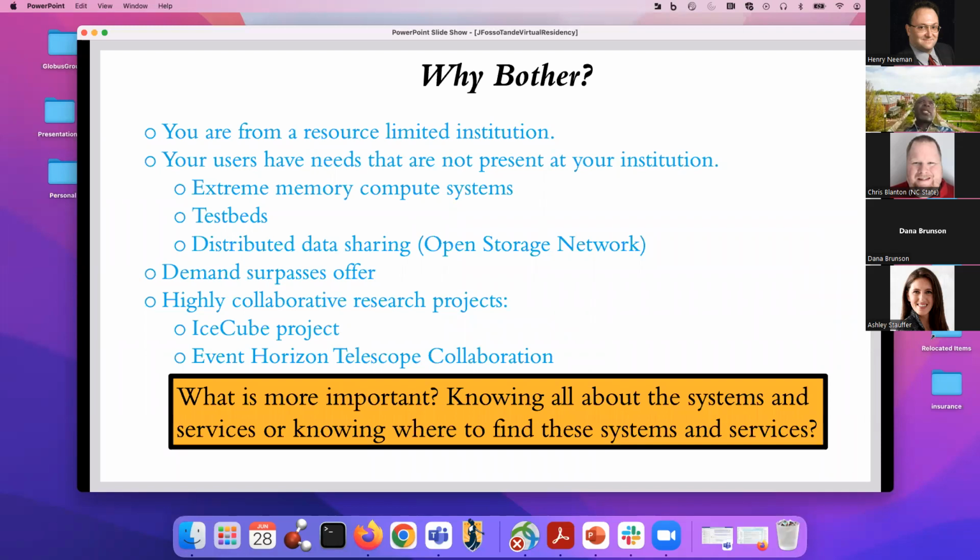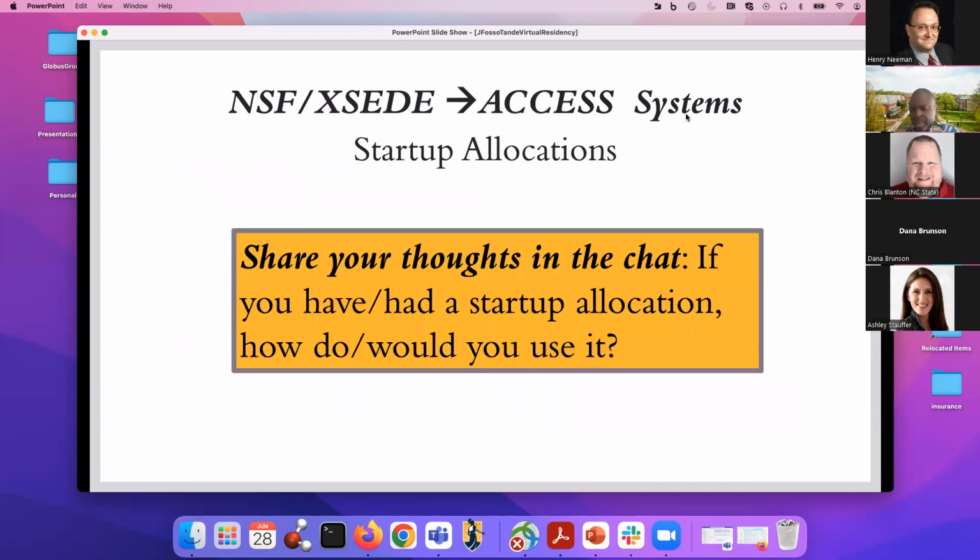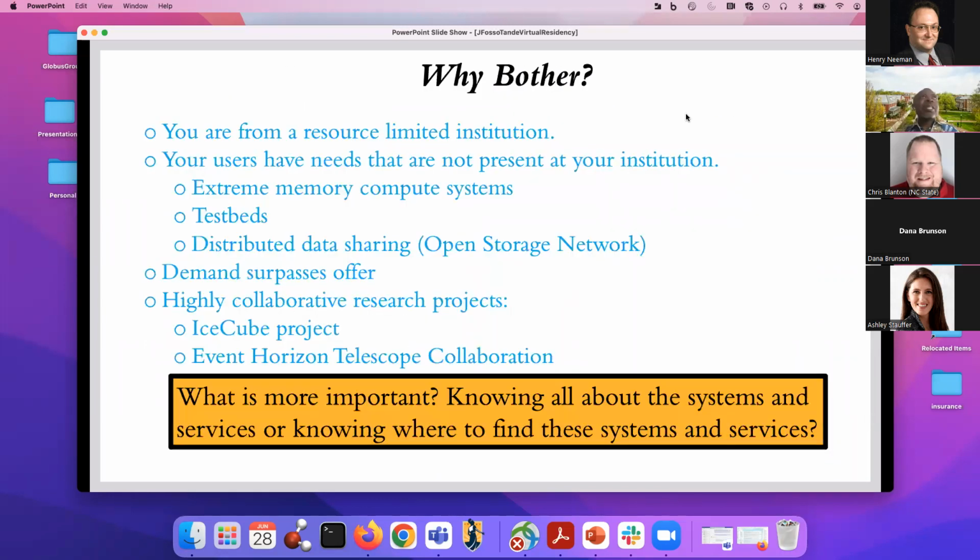So the question that comes to mind is why even bother? See the number of questions there, chat in the box. Okay, yeah. So why even bother about the infrastructures? You should bother if you are from a resource-limited institution, so you don't have the large computing power that some of the R1 and R2 institutions have.